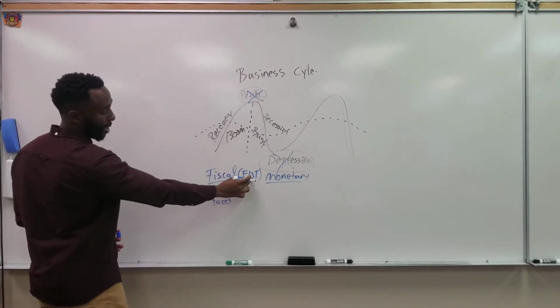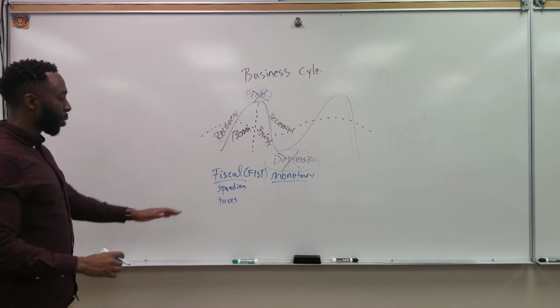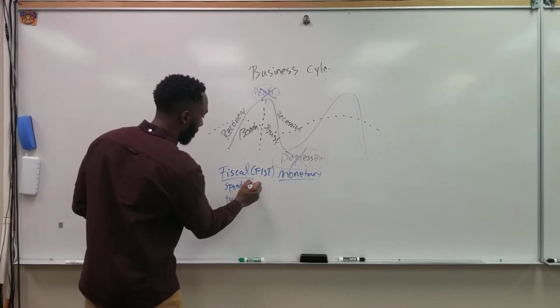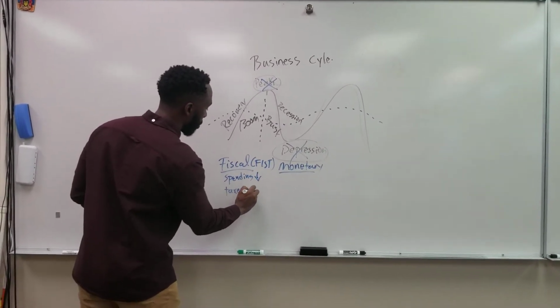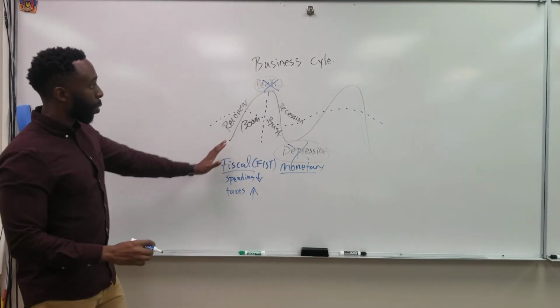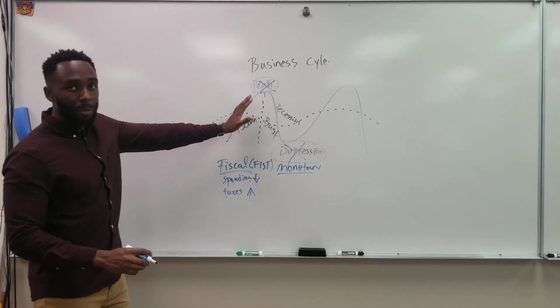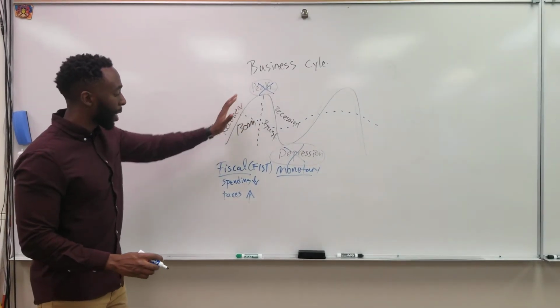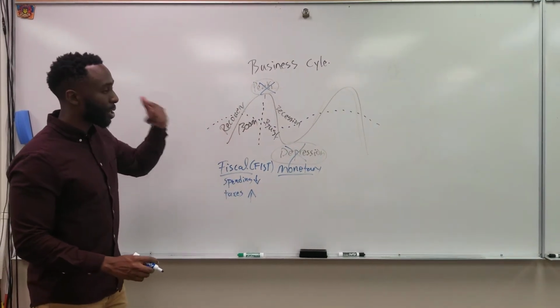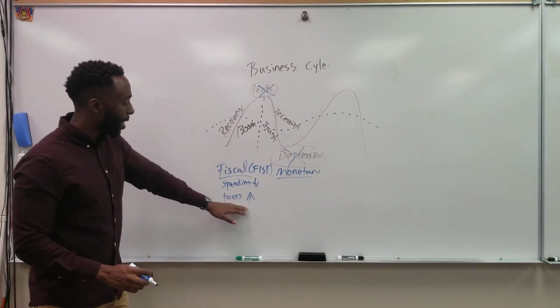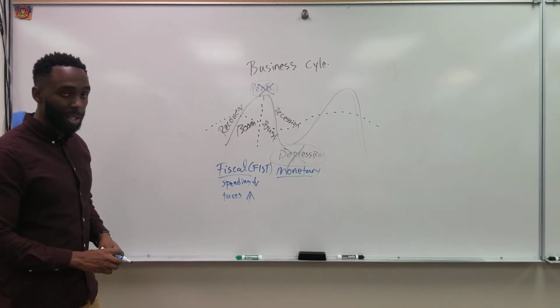With fiscal policy, the best way to remember it is through the acronym FIST. Fiscal is spending and taxes. What we do is decrease our spending and increase our taxes as we head towards the peak, because the problem with the peak is inflation. If you want to prevent inflation, you decrease spending so there's not as much money circulating, and increase taxes so people do not spend money.